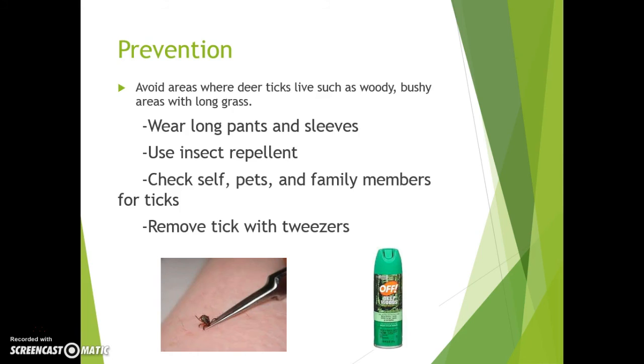Prevention of Lyme disease primarily involves avoiding areas where ticks can be found, such as woody, bushy, long grass areas. If not possible, try to wear long pants and long sleeves, use insect repellent, and check yourself, family members, and pets for ticks. If bitten, carefully remove the tick with tweezers to prevent leaving the head attached.